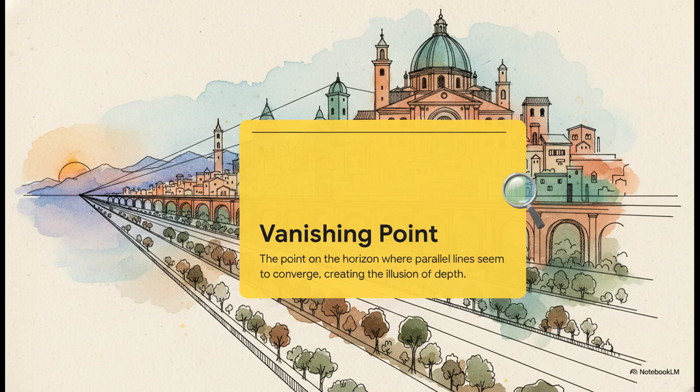The engine driving this whole illusion is the vanishing point. It's this simple but totally elegant mathematical idea that parallel lines, like the sides of a road, look like they meet at a single point in the distance. Once you get that concept, you can build an entire world that feels completely real.